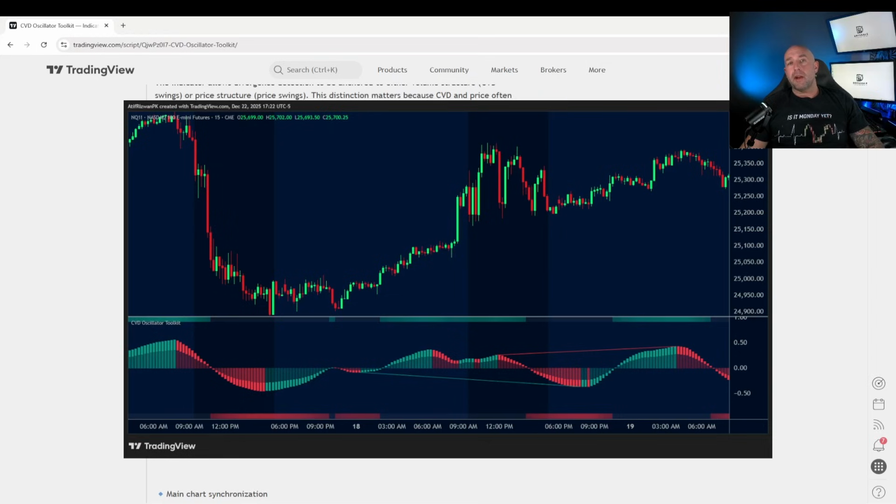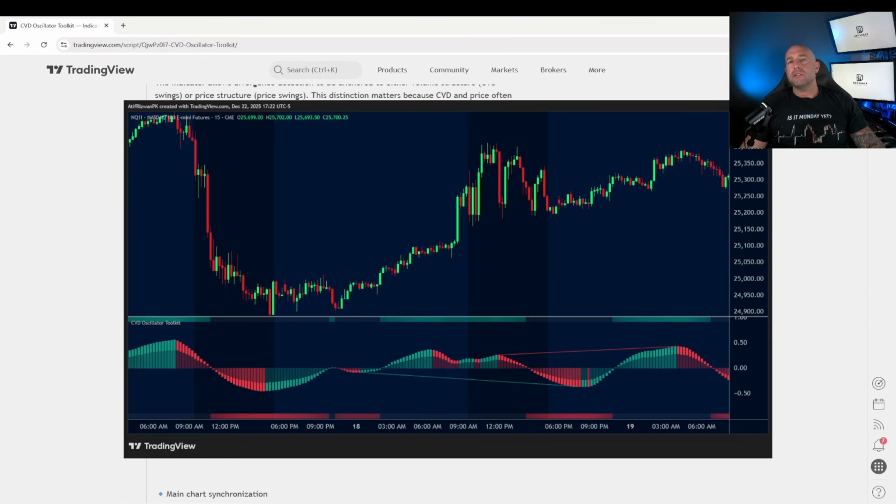Let's talk a little bit about how these divergences are calculated. So the indicator identifies significant swing points and then compares the relationship between price behavior and CVD behavior at those locations. Divergence conditions are validated before being displayed, and only confirmed divergences are plotted. To prevent clutter, only the most recent divergences are shown on the chart. Older divergence markings are automatically removed as new ones form.